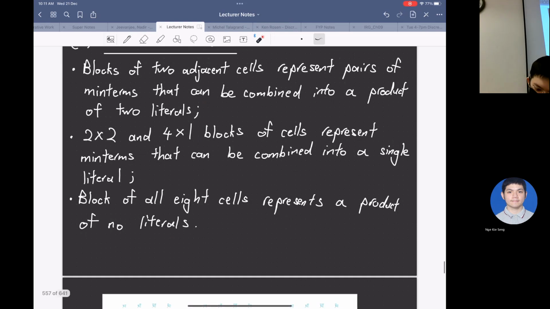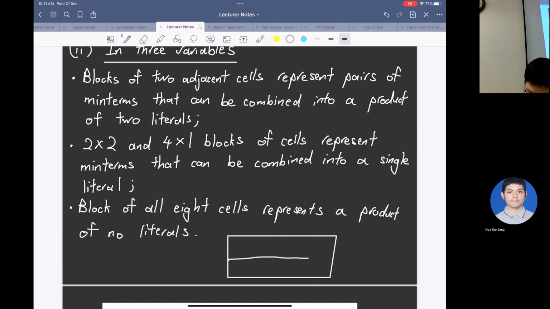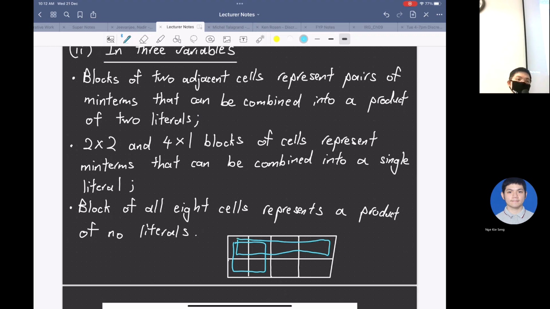So why are there 2 possible blocks here for the 4 case? Because if you look at the 8 cell configuration, how many ways are there to combine 4 cells? You can do a 2 by 2, or you can do a 1 by 4. So there are 2 ways to combine 4 cells in the K-map.